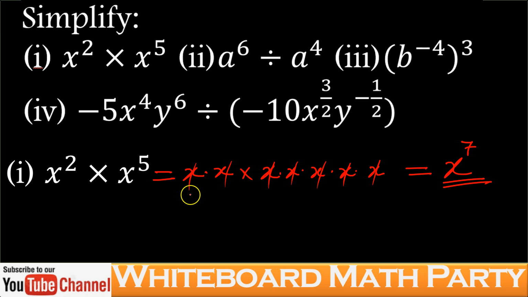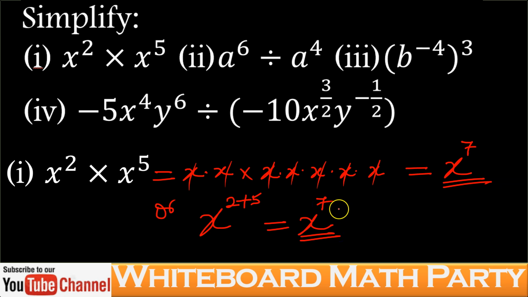Another simple way to do it to make your work easy instead of counting is to simply say, since the bases are the same, x, I take it out, x. Now I add the powers, 2 add 5. So 2 add 5 is 7. So my answer ends up being x to the power of 7. This is as easy as that. You got it? Okay, let's try it out in the next example.